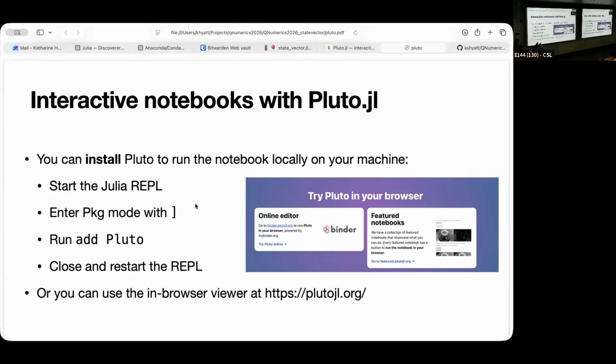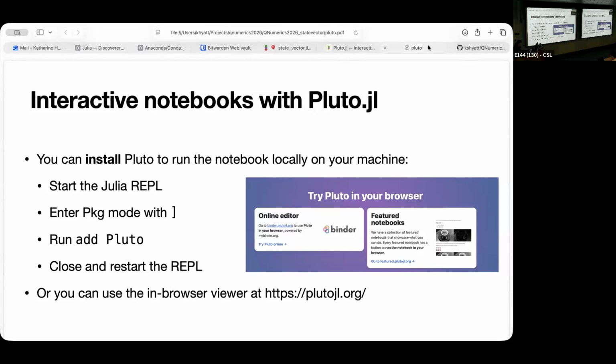You can either install the Pluto package yourself on your machine, or if you don't want to do that, you can run everything in the browser. For example, if your laptop isn't super strong, or you're playing Cyberpunk instead of doing the notebook on your laptop, you can run it in the browser. Here are some quick instructions. If you want to get it set up, you can start your Julia REPL as we did yesterday. You don't need to activate any specific environment. Just enter package mode, add Pluto, and then you can close and restart the REPL. Or you can go to the website plutojl.org.